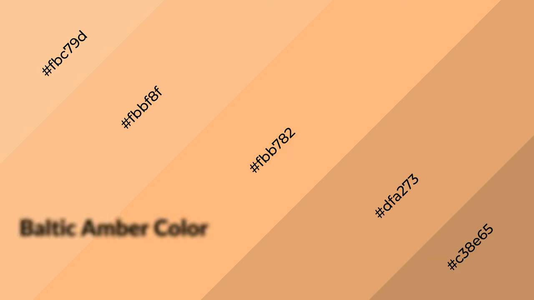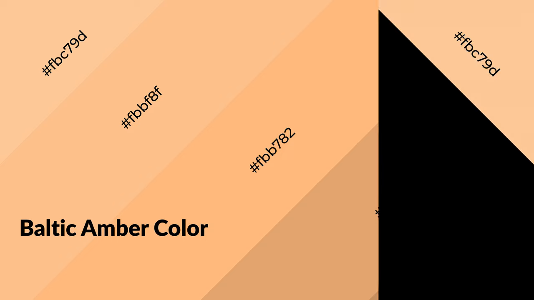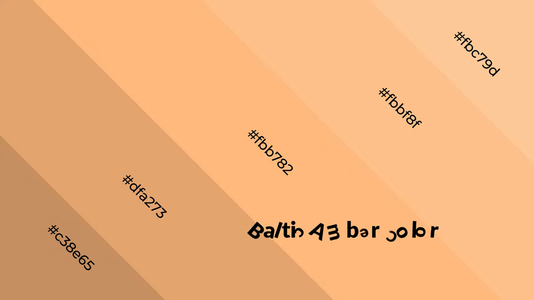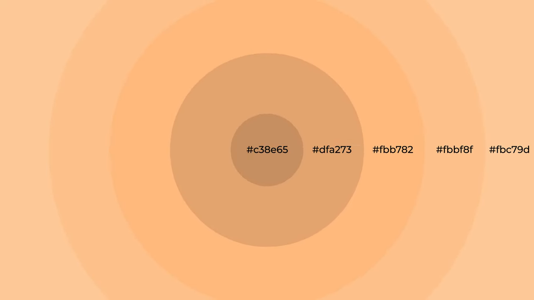Baltic Amber is a warm color, and it emits cozier and active emotion. Warm colors are symbols of warmth, fire, heat, and sunshine. It also evokes joy, passion, love, and even anger emotions. You can see them used in restaurants and gyms.